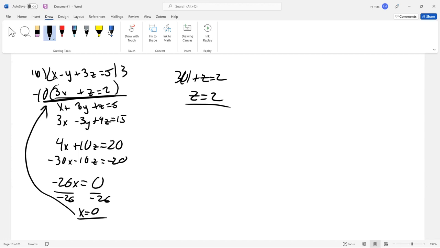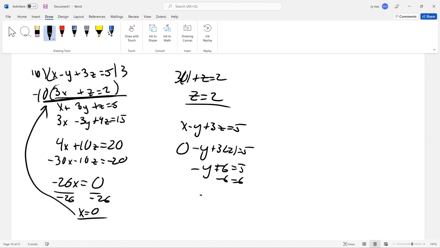And then probably the easiest one to plug into is the top one. So I'll say x minus y plus 3z is equal to 5. So 0 minus y plus 3 times 2. Negative y plus 6 is equal to 5. Minus 6, minus 6. Negative y is equal to negative 1. Divided by negative 1, y is equal to 1. So my solution for this one is 0, 1, 2.